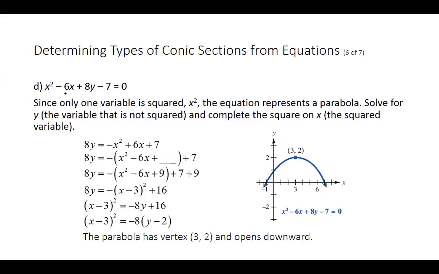Next one, looks like x is squared, y is not, so it could be a parabola. Since only one variable is squared, which is x squared, the equation represents a parabola. Solve for y, and complete the square to get into general form. Again, we know how to complete the square already, so we skip through the details. As you can see, that would be a parabola, has a vertex of (3, 2) and opens downward.